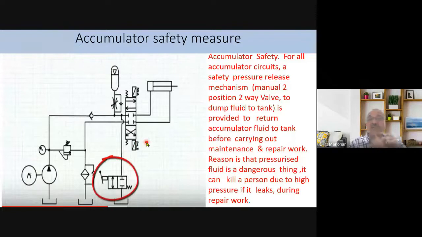Now one more design feature I want to show. That design feature is the clamp pressure safety. Now the accumulator is a very dangerous piece of equipment. If it is kept on for a long time, it can release the pressure.